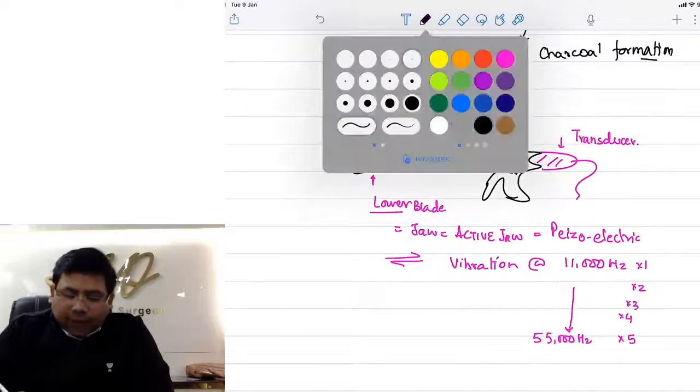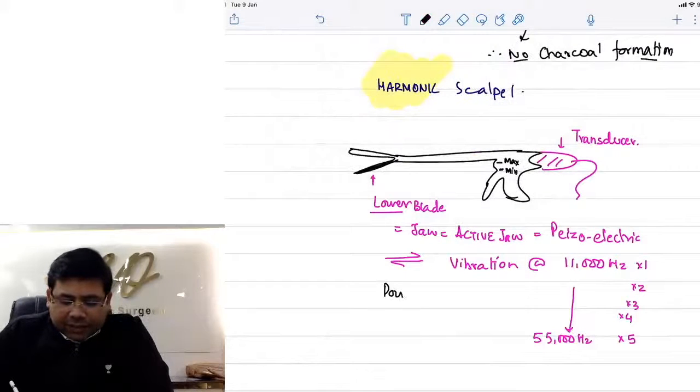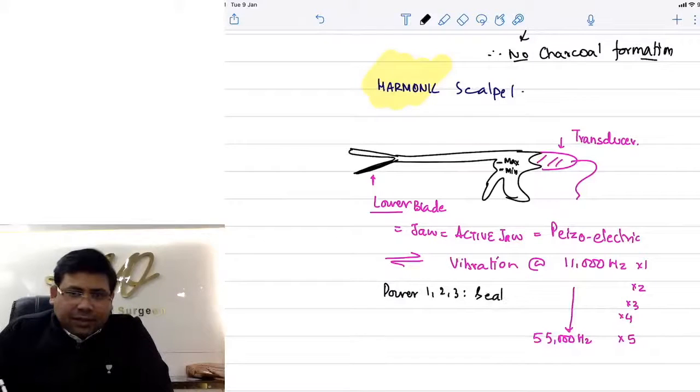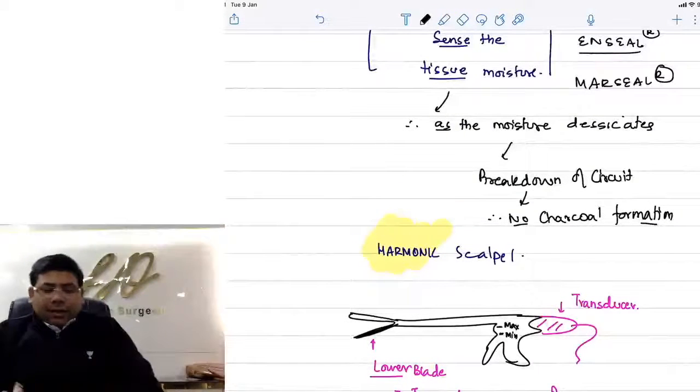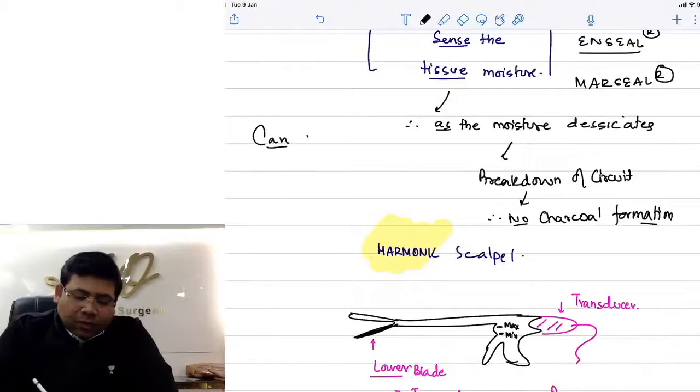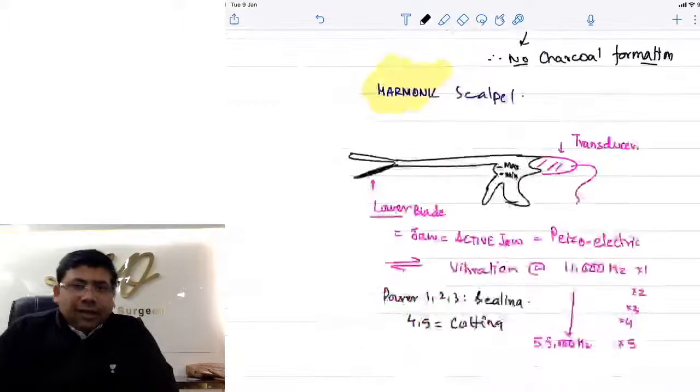Do you know that at power settings 1, 2 and 3, it has the sealing action. At power 4 and 5, it has a cutting action. Whereas the vessel sealer can only seal. Are you getting this? So it can only seal, whereas this can seal plus cut.